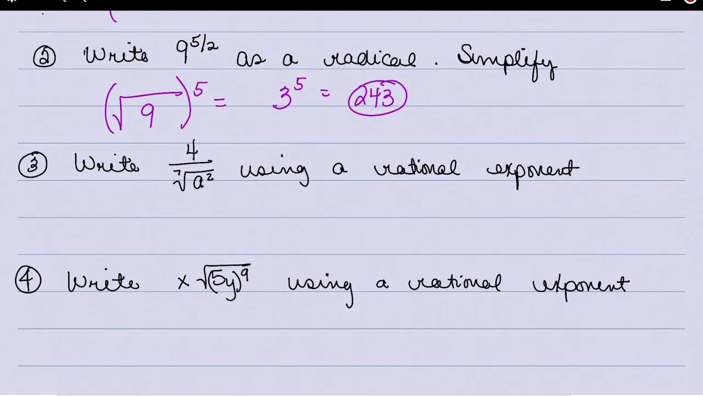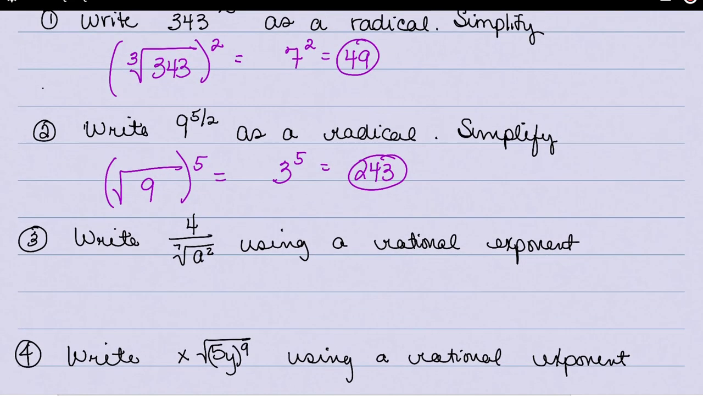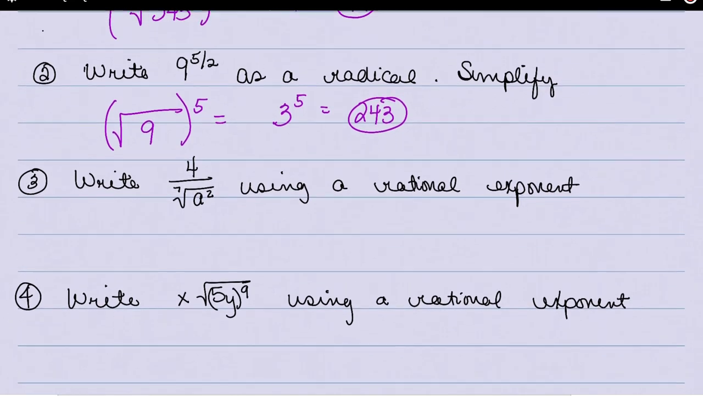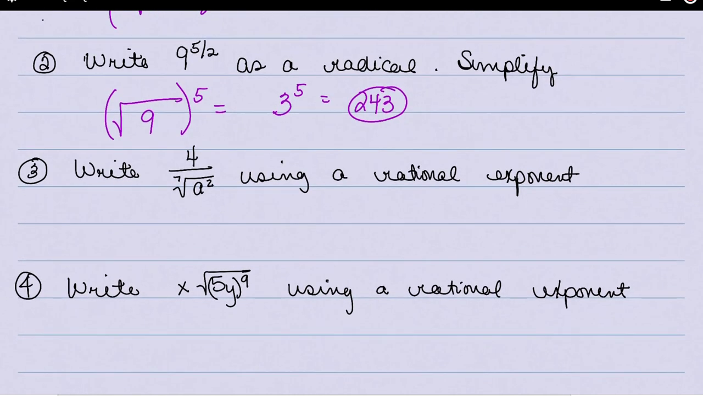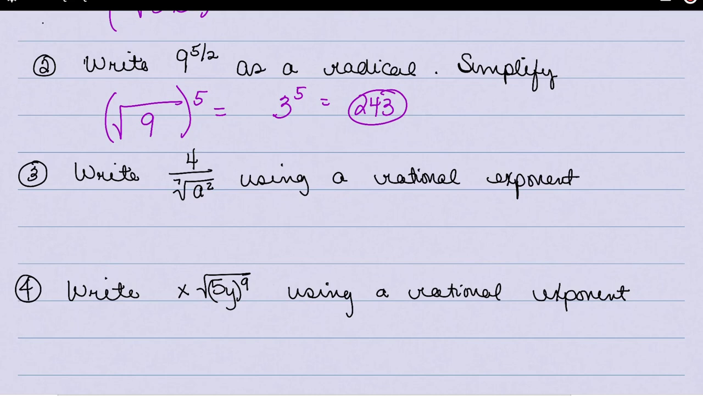All right. Now we're going to write this using a rational exponent. So you see that there's a radical in this expression, so we want to go backwards and write it as fractional exponent. So this is 4 over, the base is whatever's inside the radical, so a carried to the second power, and then the root number is 7, so that goes on the bottom.